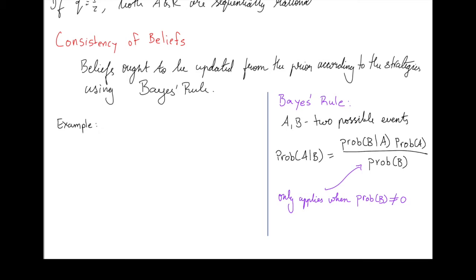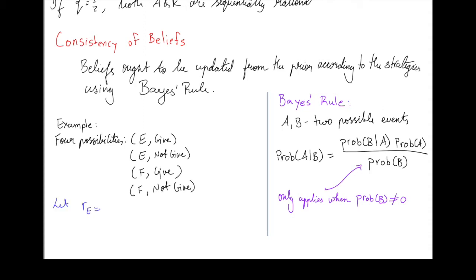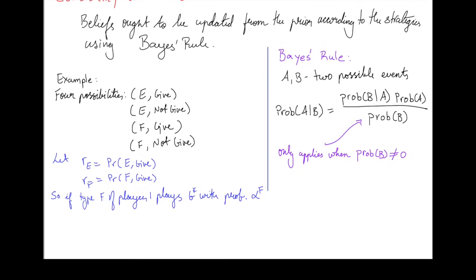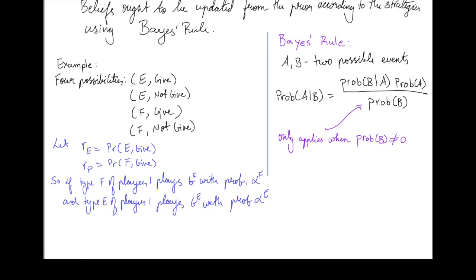In total, there are 4 things that you could observe. You could have an enemy giving a gift, represented by E give. You could have E not give. You could have F for friend give, and you could have friend not give. So there's 4 different things that could happen. Let RE be the probability of E give, and let RF be the probability of F give. So if a type F player plays GF with probability alpha F, and if player 1 of type E plays GE with probability alpha E, then RE would be the probability that player 1 is an enemy and gives.